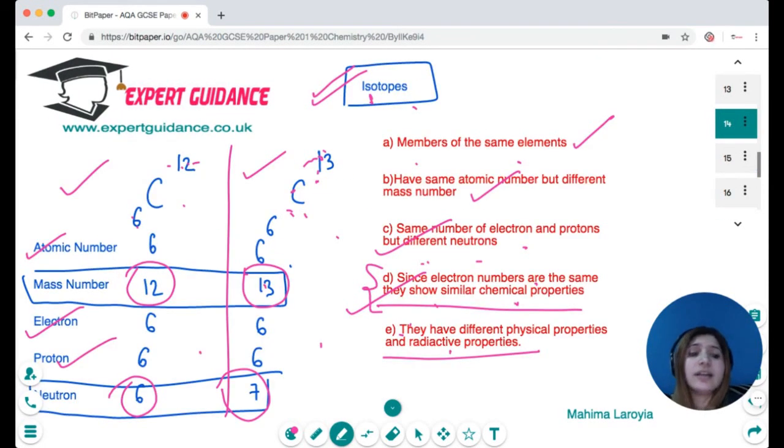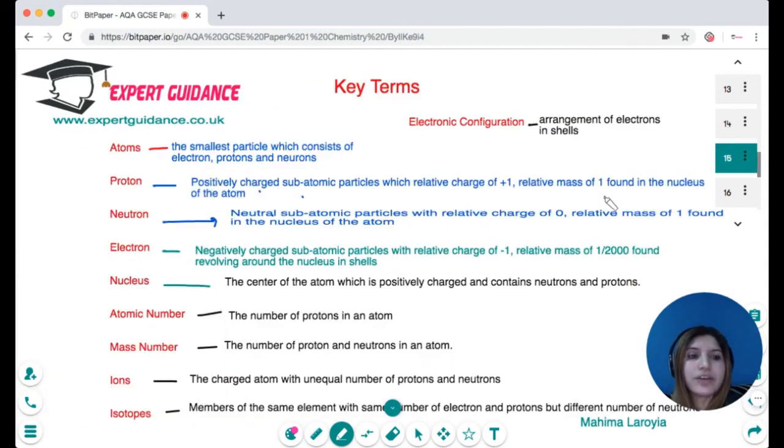Now, this is all you need to do in this topic. So now here I have tabulated the important key terms of this topic. In this topic, we have seen what an atom is. It's the smallest particle, consists of electron, proton, neutron.